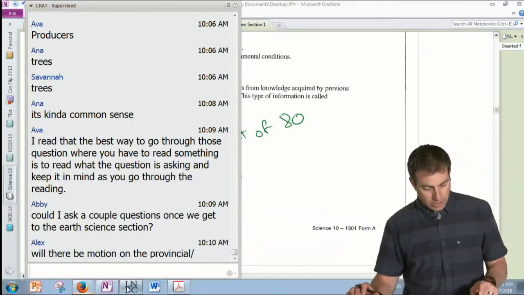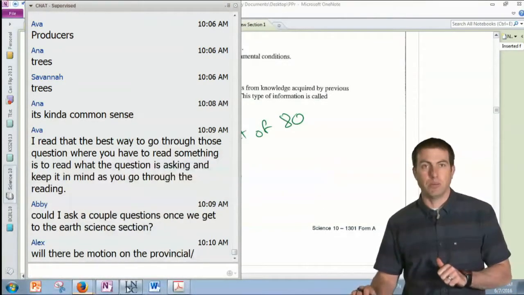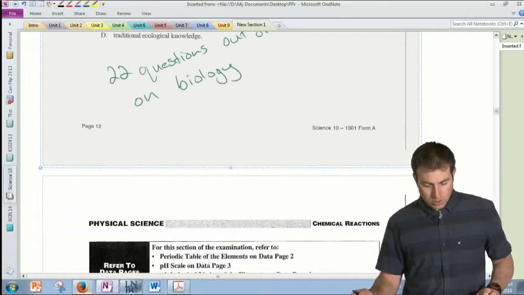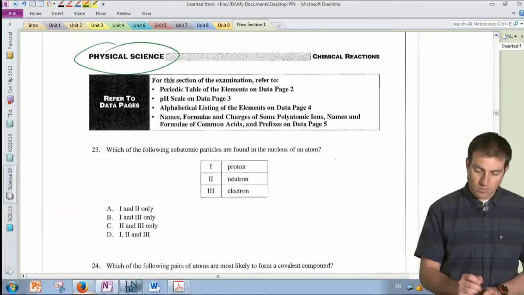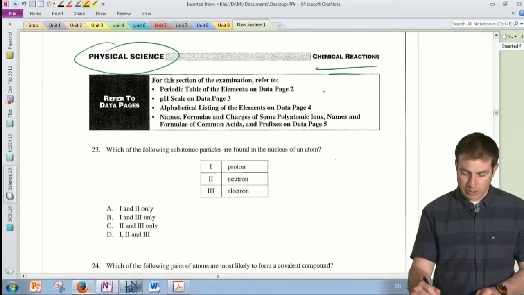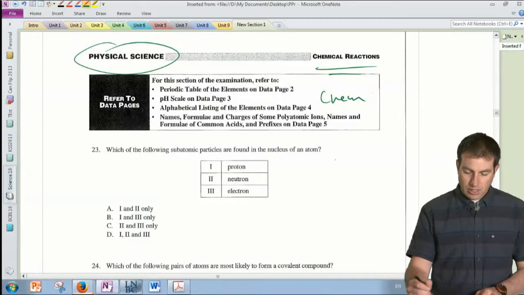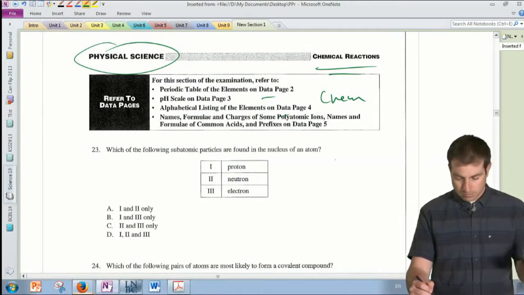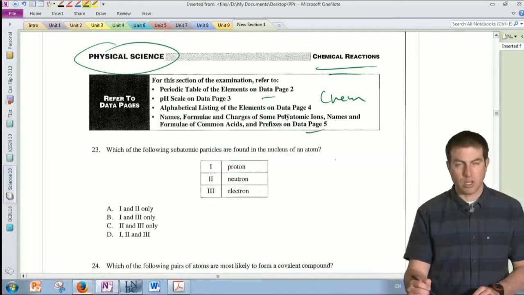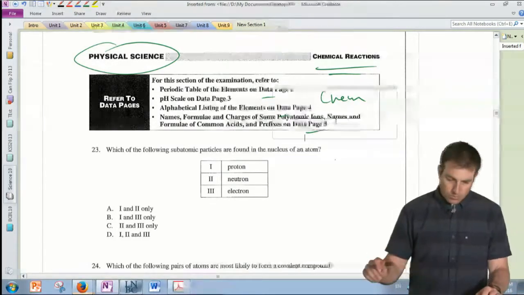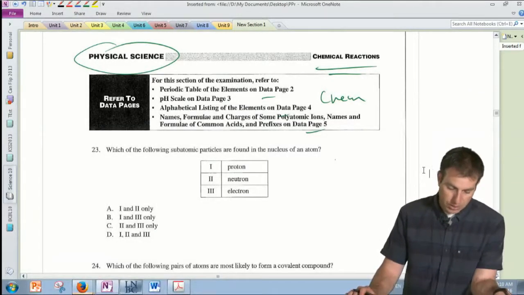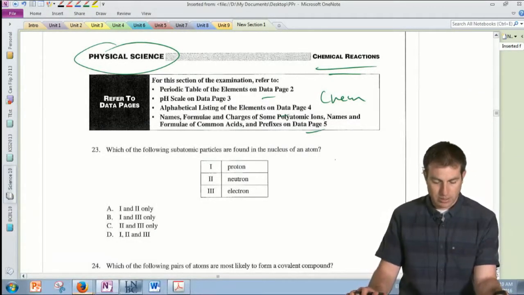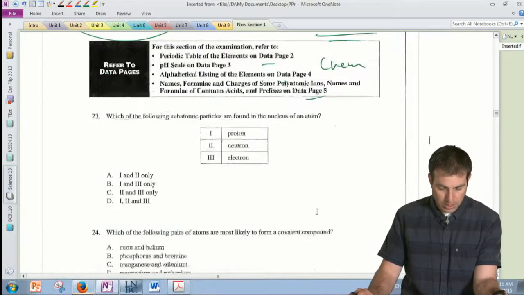Yeah, for sure, Abby. And yes, Alex, there will be motion on the provincial. We'll get to that. So first 22 questions biology, and then it says physical science. So this is the chemistry section of the test. Use your periodic table, elements, pH scale, names, formula, common ion sheet. You go through subatomic particles found in the nucleus of an atom. You've done that stuff since grade 8. You should be pretty good at that by now.